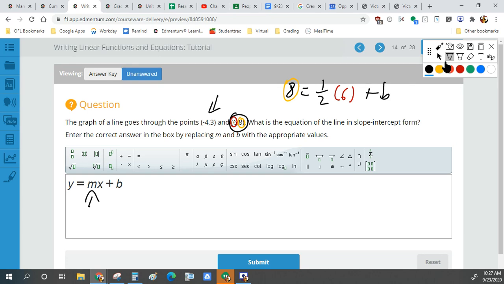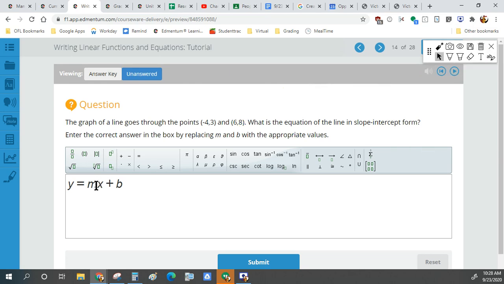So when we multiply this out, half of 6 was 3 plus b. So now we just take away the 3, take away the 3, and we figure out that our b is actually 5. So now, normally we would show our work, and Edmentum gets really picky when you show your work, so make sure when you're doing it on an activity to show your work. But in this case, we can just do 1/2, and our b was 5. We're going to submit that.